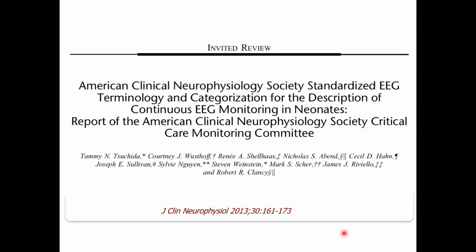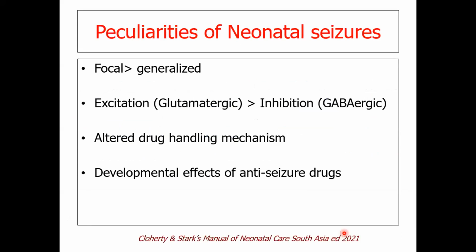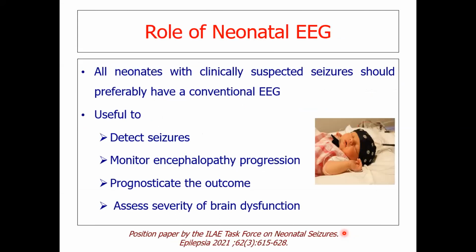This is one guideline paper which I would ask the junior residents here to download, because in case you are interested, this is the resource paper which has been used for developing EEGs in neonates and for reading EEGs in neonates. Neonatal seizures, we all know, are sudden paroxysmal change in neurologic function, and incidence is quite high, going up to 1 to 5 per 1,000 live births. And the peculiarities we are all aware of, which we are not covering here as it is theory mainly. But because of the excitatory action of GABA, there is more chance of having seizures in the neonatal age group.